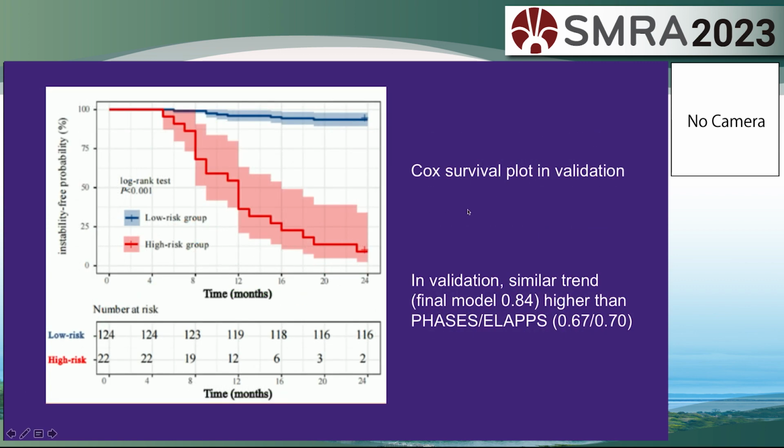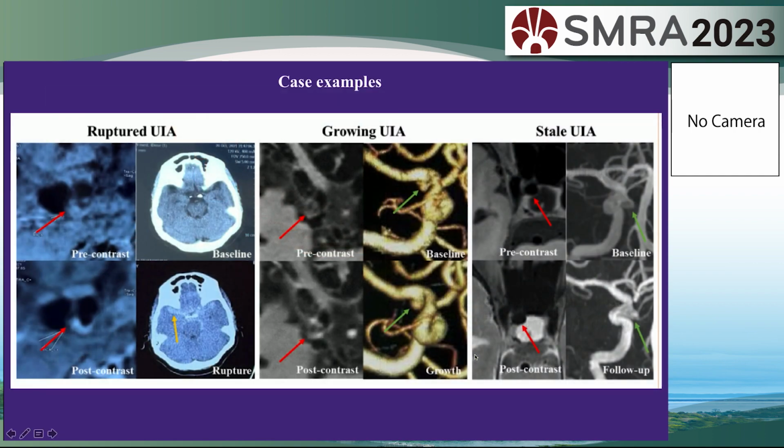And this is the final Cox survival plot in the validation cohort, and we found a similar trend, but we also see PHASES and ELAPSS actually perform better in this cohort, though still lower than wall enhancement, possibly because the aneurysm size is bigger, at a larger range. And here are these 3 cases. This aneurysm has a strong enhancement here, and during follow-up it ruptured. This aneurysm also has a strong enhancement here, and during follow-up it grew. And this aneurysm has no enhancement, and during follow-up it is very stable.